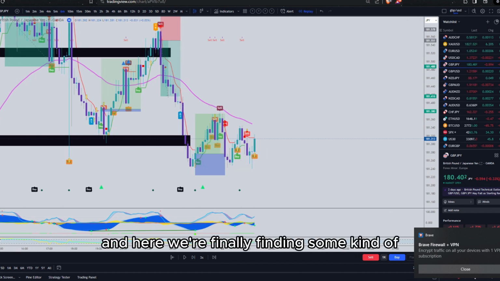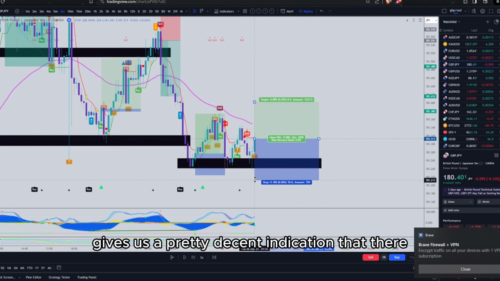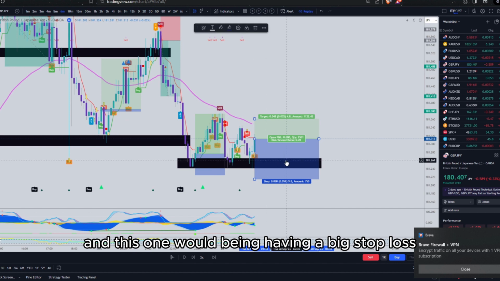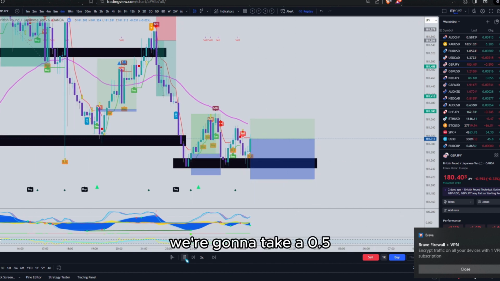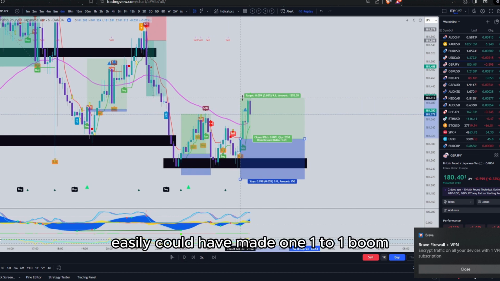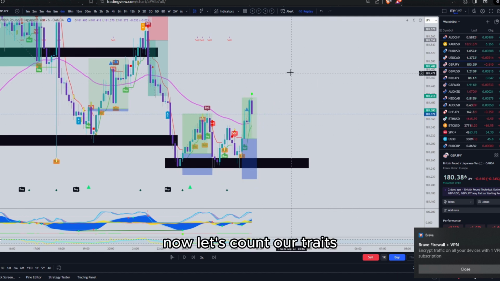And here we're finally finding some kind of support. Gives us a pretty decent indication that there are more buyers than sellers. And this one, with having a big stop loss, we're going to take a 0.5. Boom, easily hit. Easily could have made a 1-to-1. Boom. Now let's count our trades.